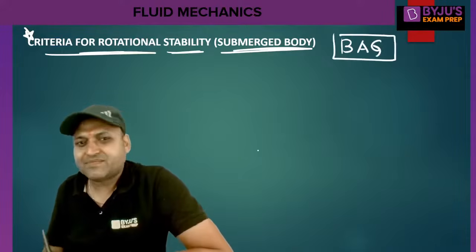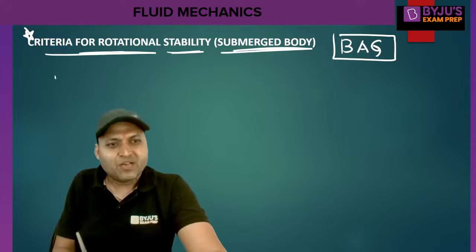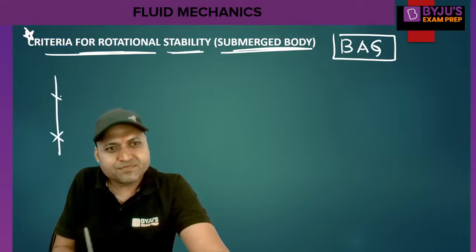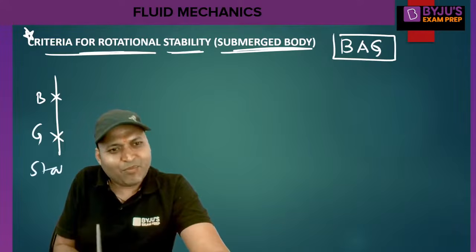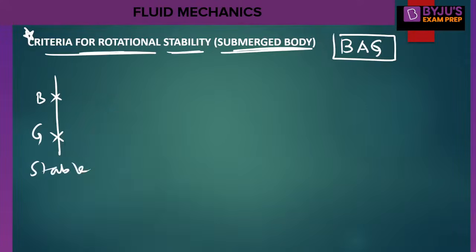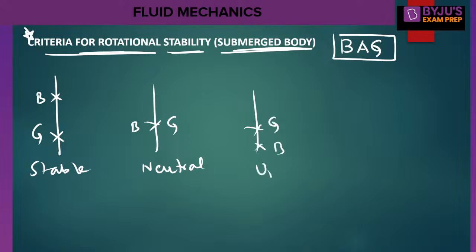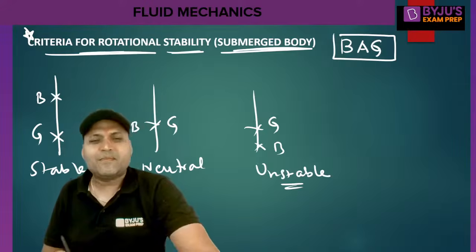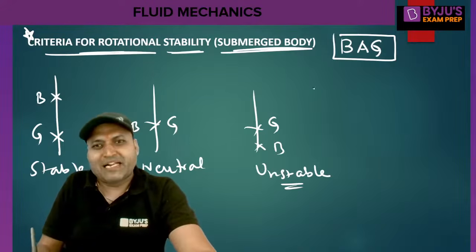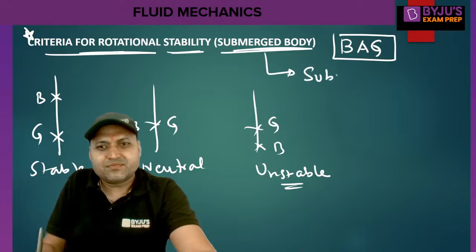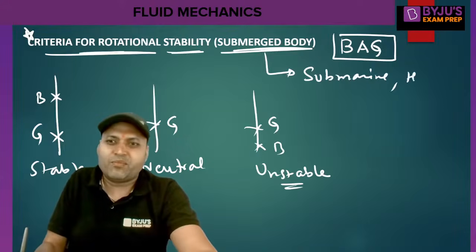For a completely submerged body, the criteria for rotational stability, I have told the students to memorize this bag. B must lie above G. If B is lying above G, then the body will be in stable equilibrium, rotationally stable. If B and G coincide, then it is neutral equilibrium. And if B is lying below, then it is unstable equilibrium. So this is for a completely submerged body like a submarine or hot air balloon.